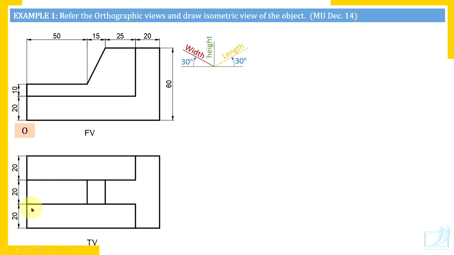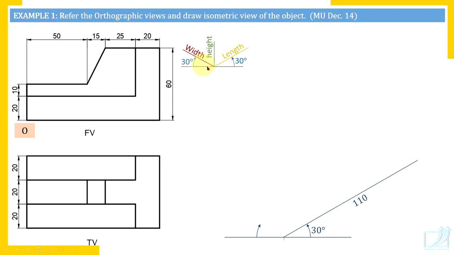With these dimensions we are going to construct a rectangular block. Width we are going to measure in this direction and length in this direction. So first construct the base of the rectangular box, with overall length, overall height and overall width. To measure 30 degrees for the length and width axes, here I have constructed a reference line. Let this point be point O. At point O, measure 30 degrees and draw a line of 110 millimeters.